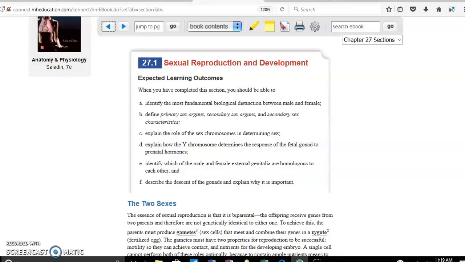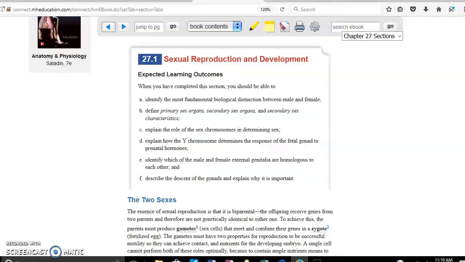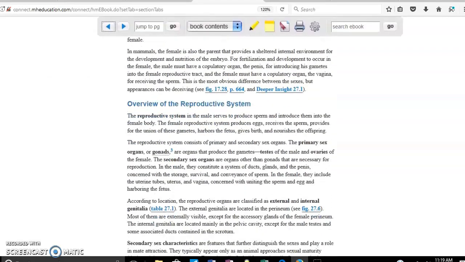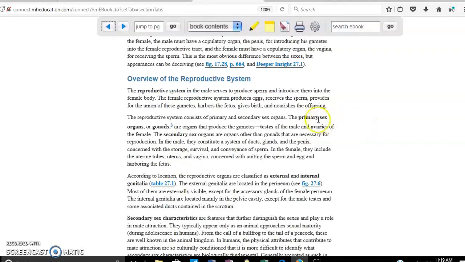We're going to look at sexual reproduction and development. In the case of humans, there are males and females. And the next topic is an overview of the reproductive system. As you can see here, we have primary sex organs, right, and secondary sex organs.